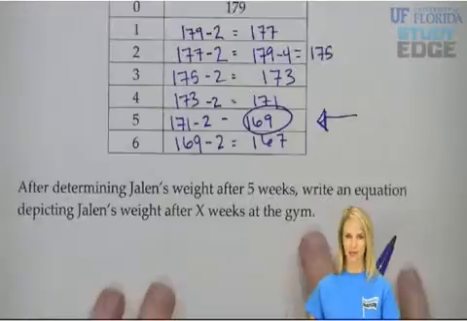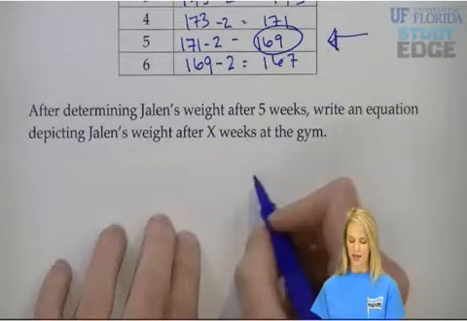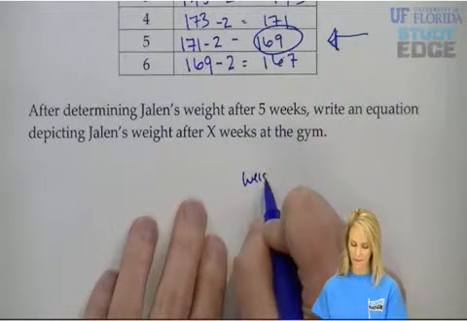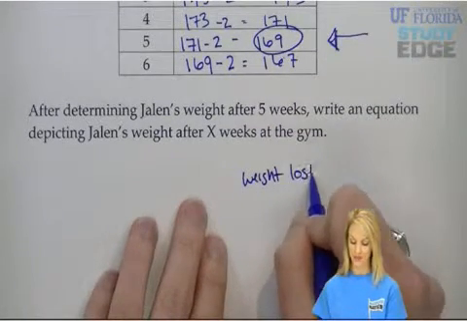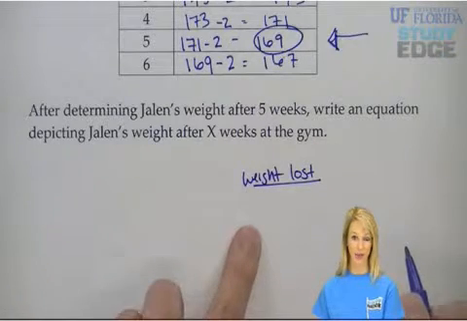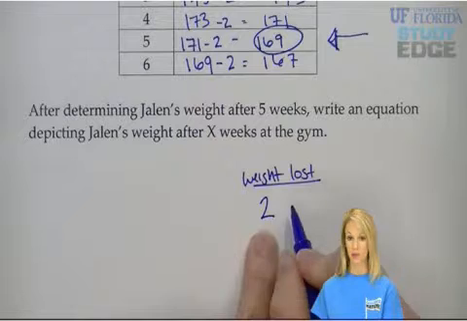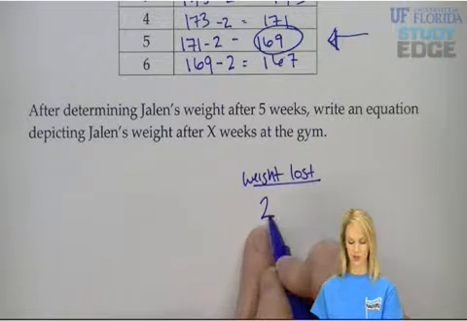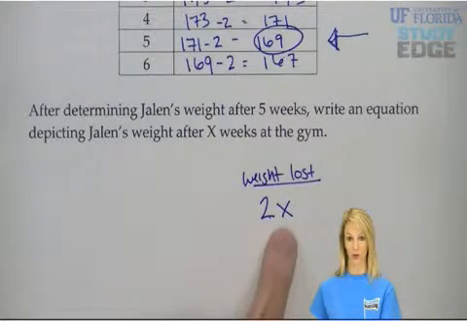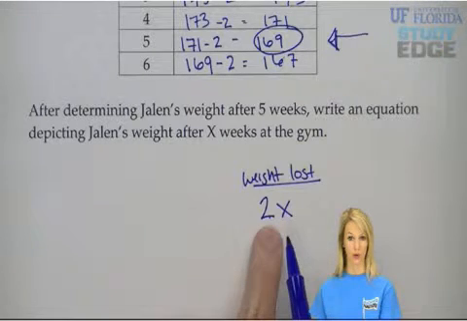Well, let's think about kind of like an equation. The weight that is lost is what? How much weight does he lose? He loses 2 pounds per week of working out. 2 pounds per week of working out, where X is your number of weeks that you're working out.